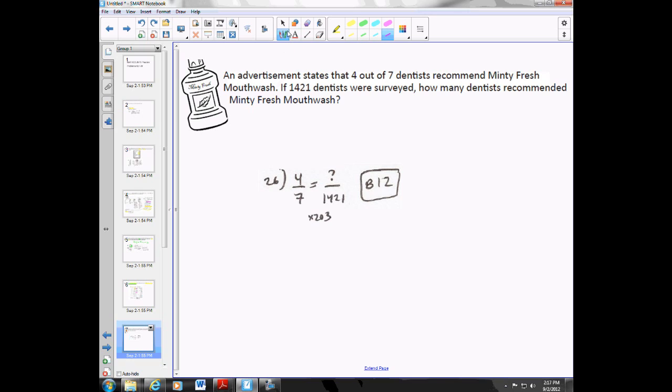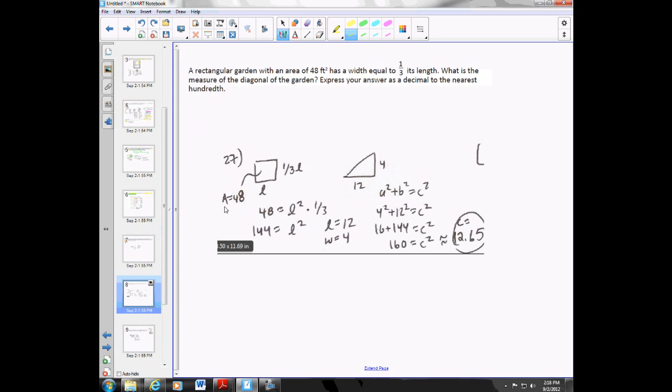All right. Now this one is pretty straightforward. It's just a basic proportion. So we have 4 out of 7 dentists recommend minty fresh. So as you say, 4 out of 7. And we have 1421 dentists surveyed. So we have a total of 1421 dentists and a total of 7 dentists there. See how those match each other, total and total. Then you just cross multiply, or you can figure out that 7 times 203 is 1421. So that would mean 812 out of that number would probably recommend the minty fresh.